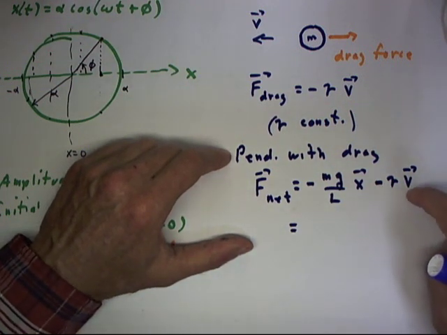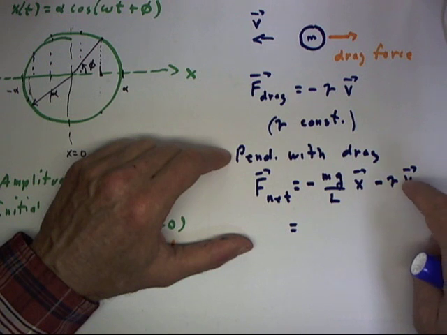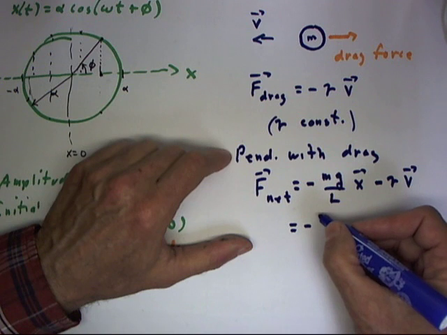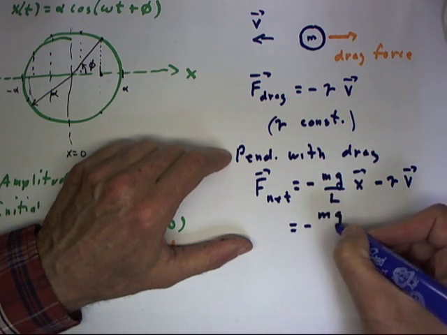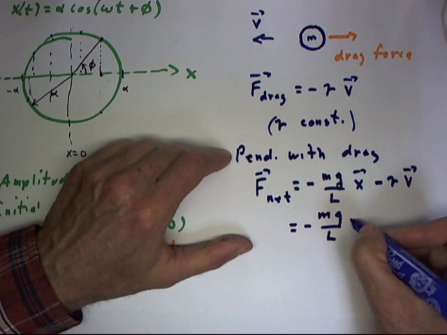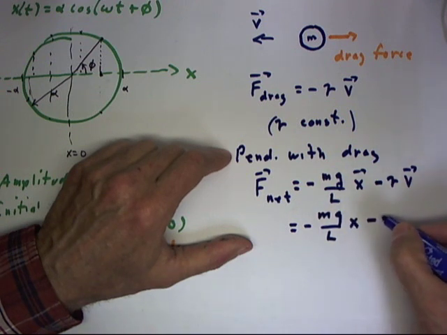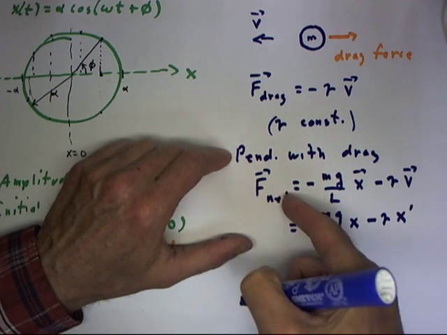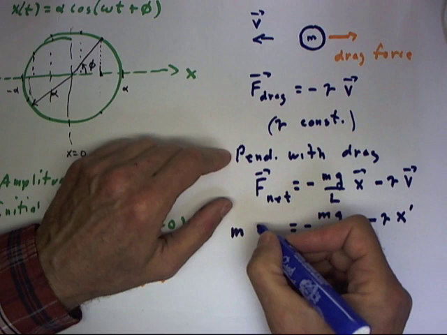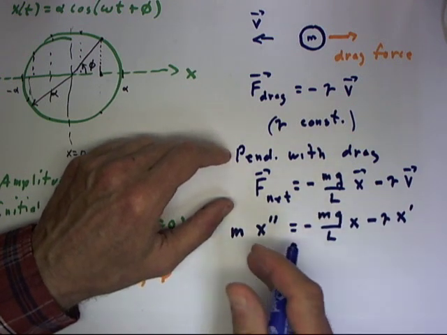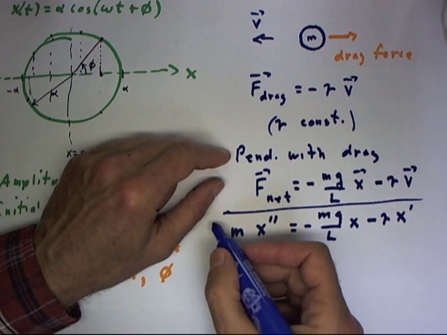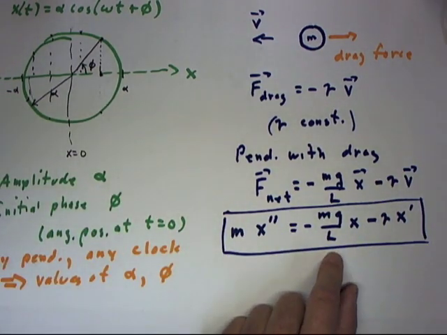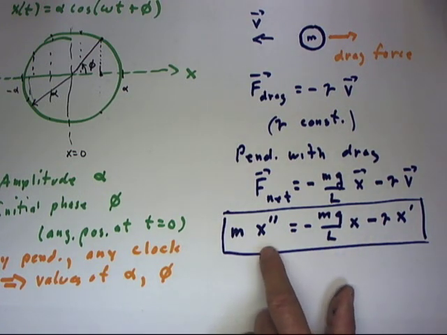Now, v, the velocity of the pendulum, is just the first derivative with respect to time of the position. So we can write this net force as minus mg over L times x minus gamma times x prime. We can write net force, of course, as mass times acceleration, which is mass times the second derivative of x, and that gives us a differential equation that we can solve for the motion of a pendulum.